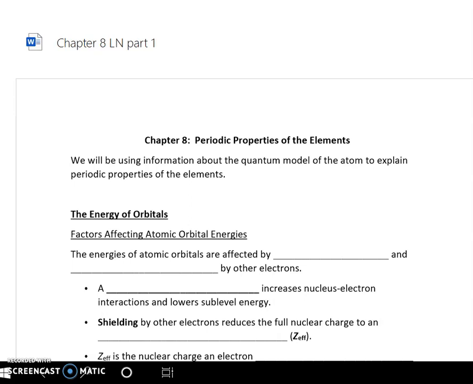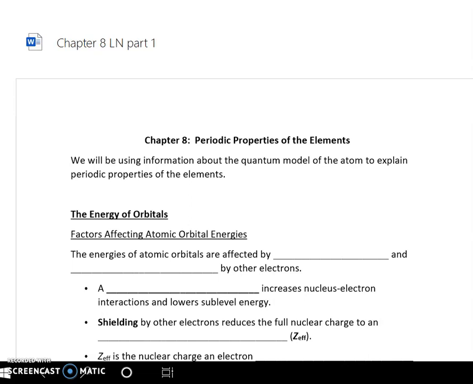Hello everyone. Well, we are already at chapter 8 now. So in chapter 8, in this module, we are going to talk about the energy of orbitals. Now this chapter will build up using the quantum mechanics that we just learned in our last chapter to talk about some periodic properties of our elements.